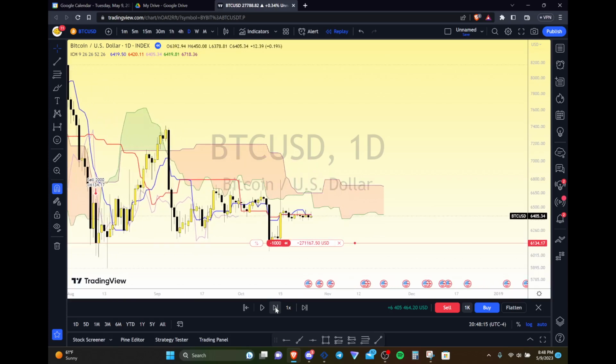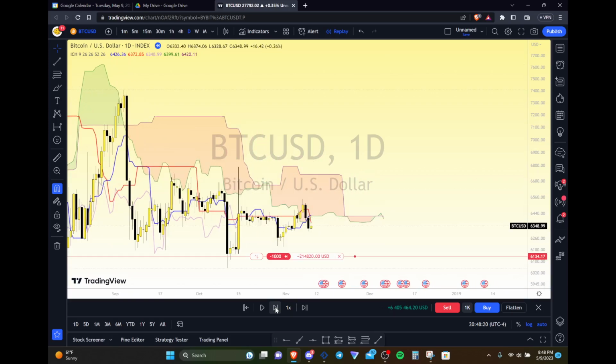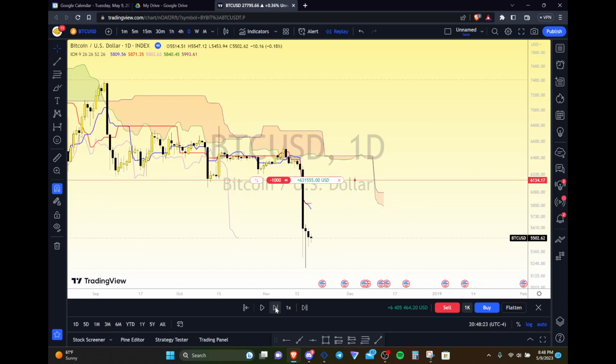Price is just trading sideways. This would have been a tough time to be holding the position, I'll tell you that right now. Been very, very tough. Okay, broke down to the fives.